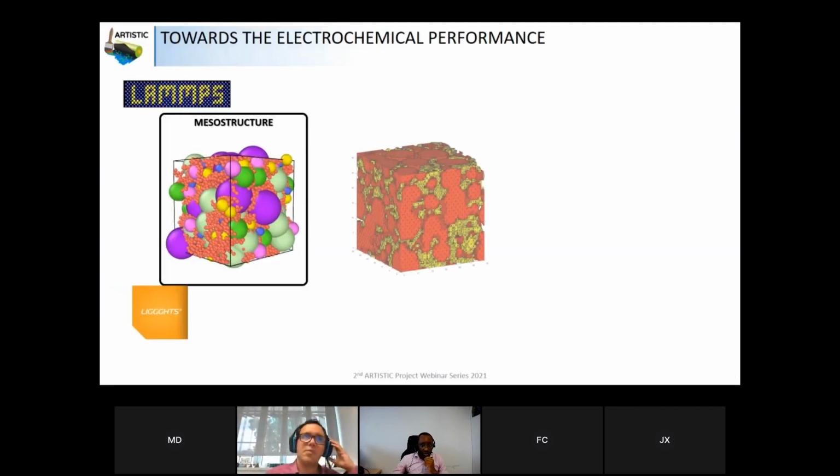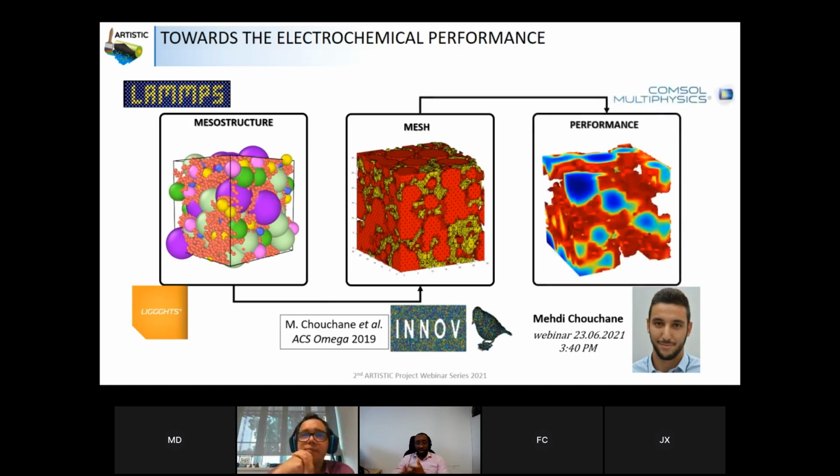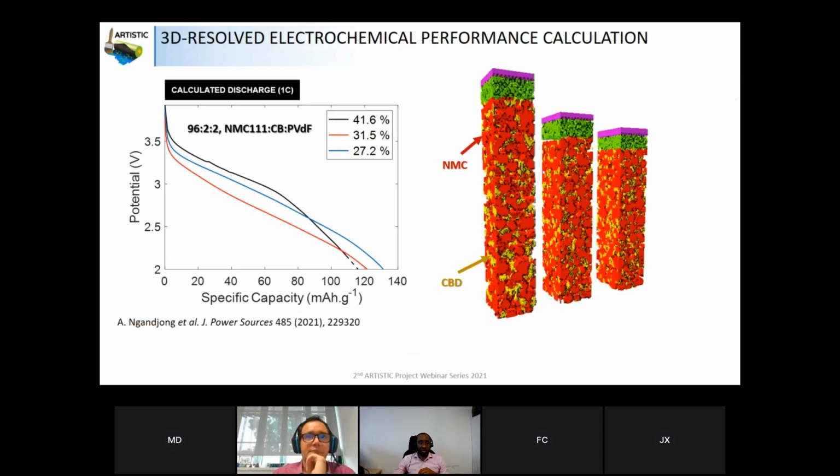So to conclude, I just want to say that the structure that we obtain after calendering or after drying, you will inject it in the continuum simulation, for example, in order to obtain the discharge curve, the capacity of your electrode, and so on. And in the team, Mehdi Soushan developed a nice tool called Enough to mesh the 3D structure that we obtain. And then he will present you, I think, tomorrow, this tool. And then we use COMSOL to perform our simulation.